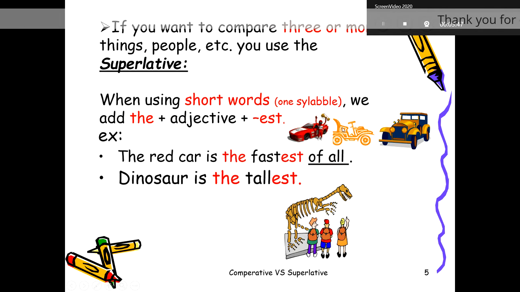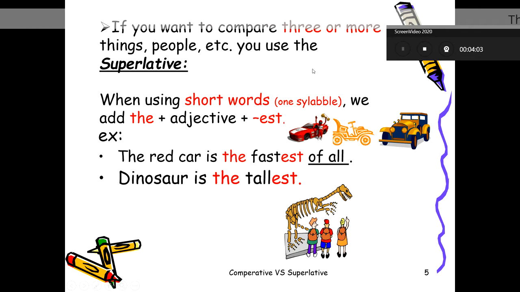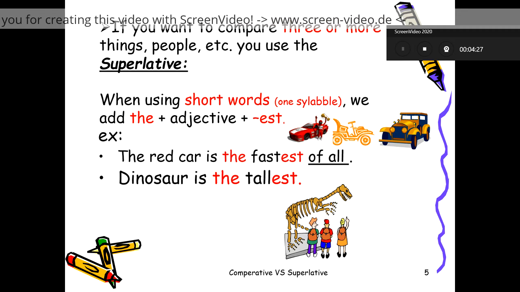But if you want to compare between more than two, like the three cars we have, yes, we will do what? We will use the superlative form. Superlative form of adjective, we form it by adding the before the adjective and the letters est to its end. Like fast. We add what? The, then to the end of the adjective we add what? est. So it will be the red car is the fastest of all. It's the fastest one or the fastest one.